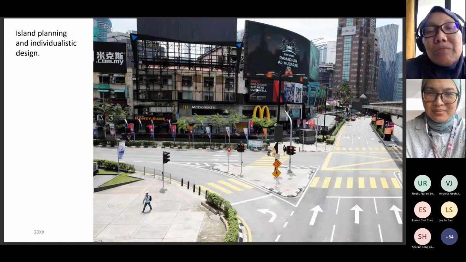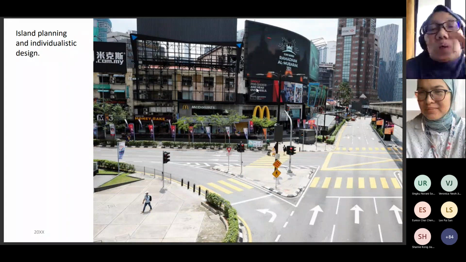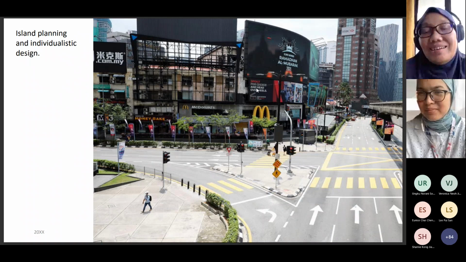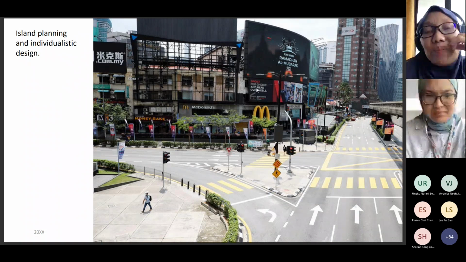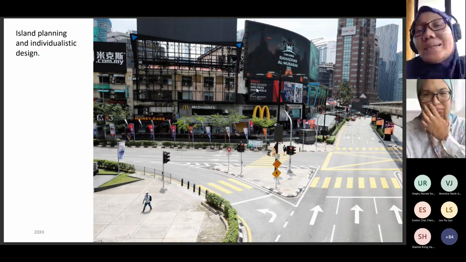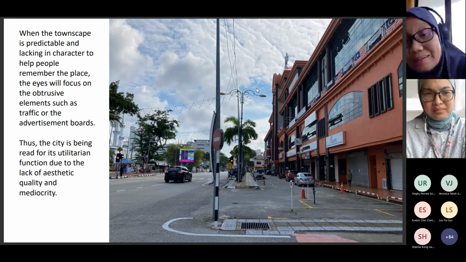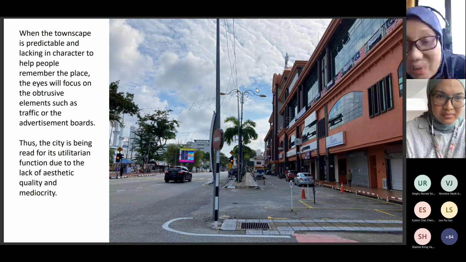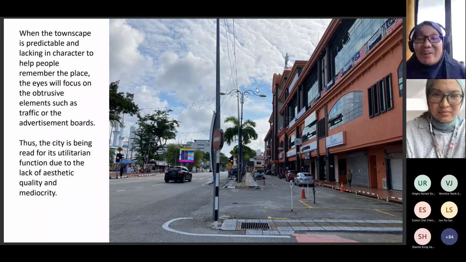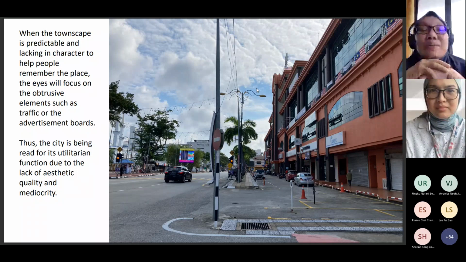So island planning and individualistic design will actually create beautiful buildings on their own, but they don't talk to each other. And then you just let the roads take over and run the show. Next. So engineers actually will be happy, because they do lots of things to the roads, and then we just take whatever is left to put the buildings.